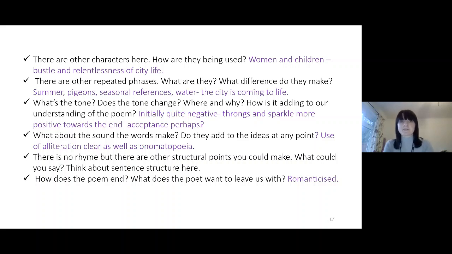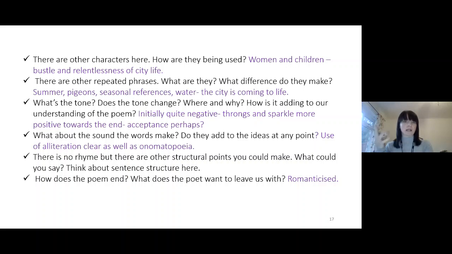There are some other repeated phrases, so what are they, what difference do they make? So you've got the repeated phrase of summer, pigeons, the seasonal references, water, and we just get the sense about the city almost coming to life through the nature references, so the idea of spring almost here.